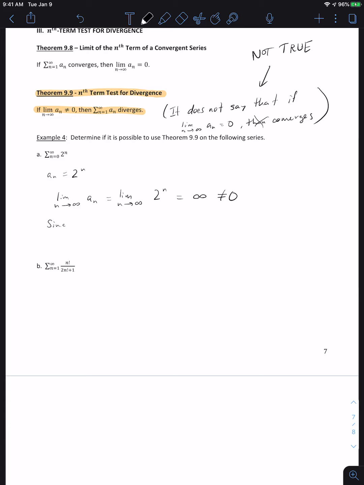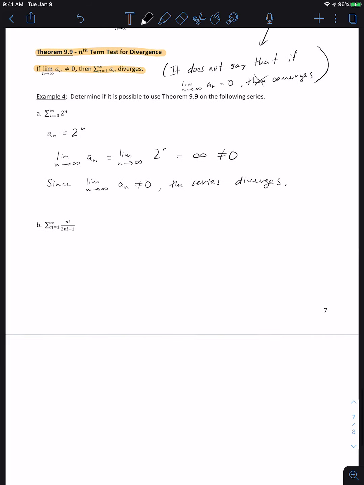So since the limit as n goes to infinity of a sub n does not equal 0, the series diverges, right? And boom, we're done. The way I think about this theorem is, if the limit goes to 0, then there's hope that it might converge. It might still diverge, but there's hope. This theorem is the one that kills all hope. If it doesn't go to 0, then we can just stop. It diverges. We know it's not good enough. Okay, so let's look at this next one.